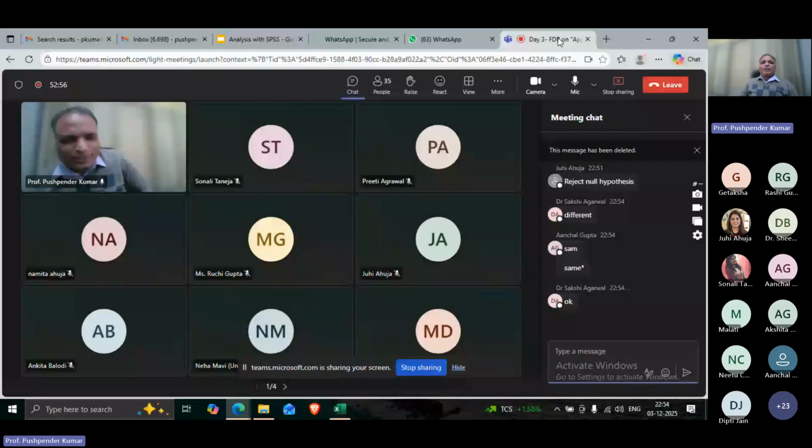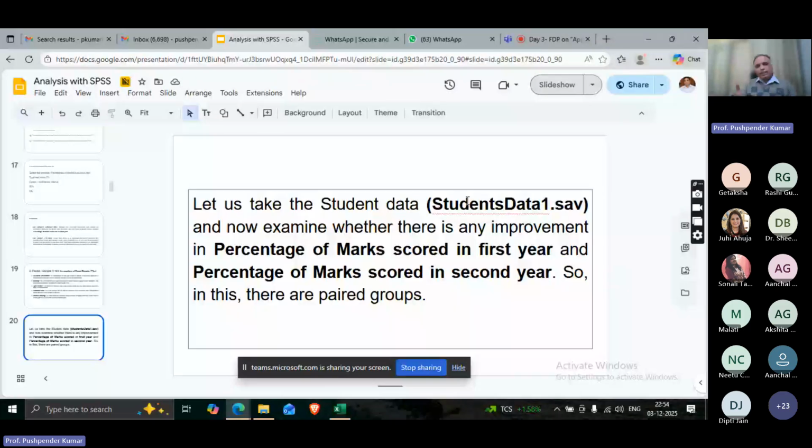So now you know what paired means and what the assumptions are. For the percentage of marks of students in the first year, when they go to the second year, the students will be the same. So this is paired, the same students. Okay, fine.